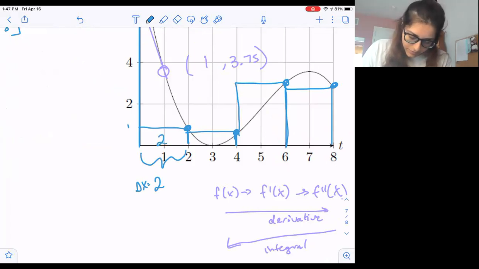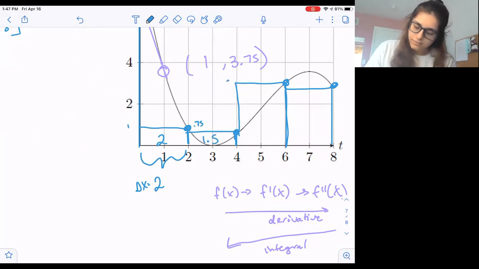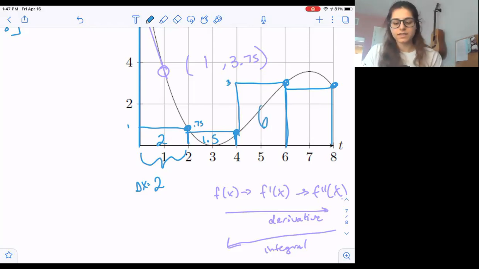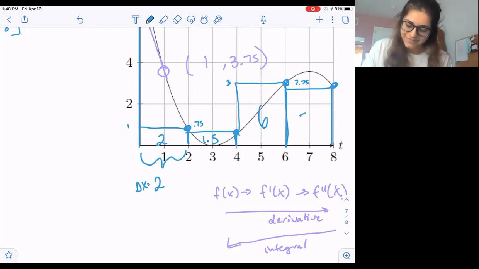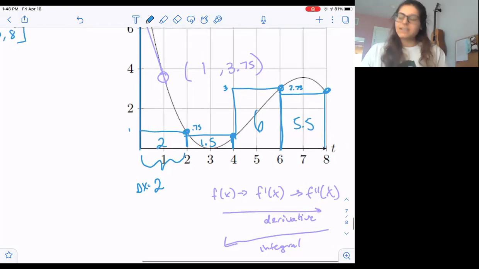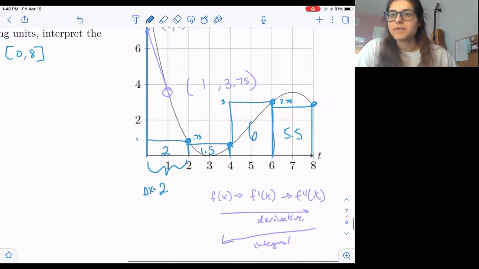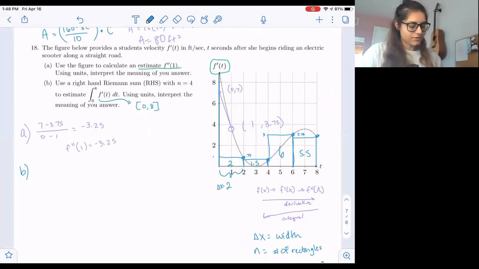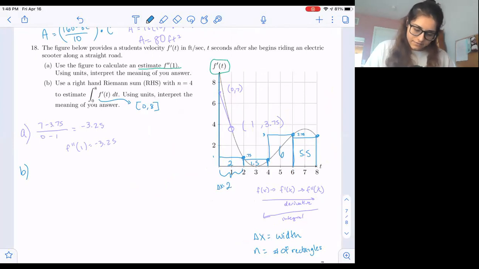Here it looks like this might be 0.75, so 2 times 0.75 is 1.5. Here it looks like we have a y value of 3, and 2 times 3 is 6. And then here this might be 2.75, so 2.75 times 2 is 5.5. We want to find the area underneath the curve, which means adding up all the rectangles. So 2 plus 1.5 plus 6 plus 5.5 is 15.